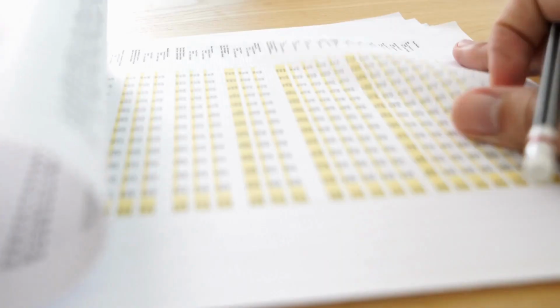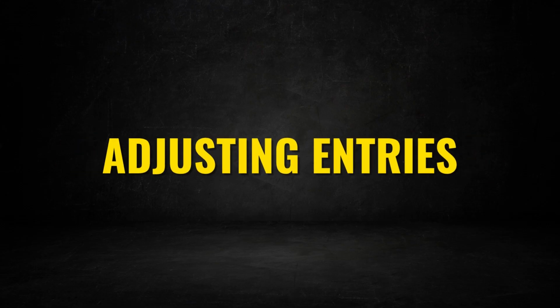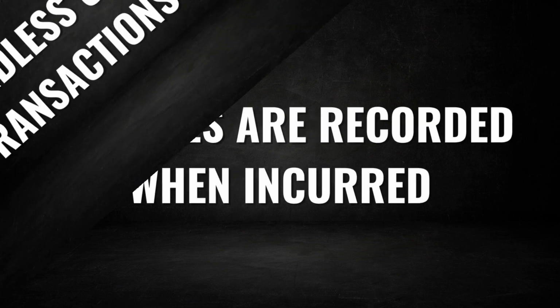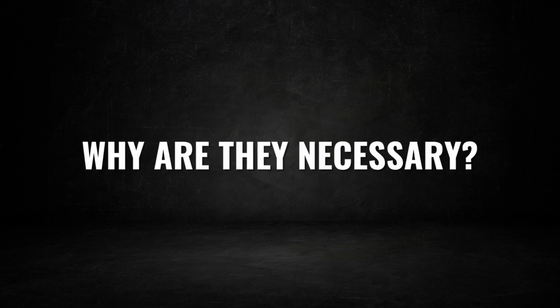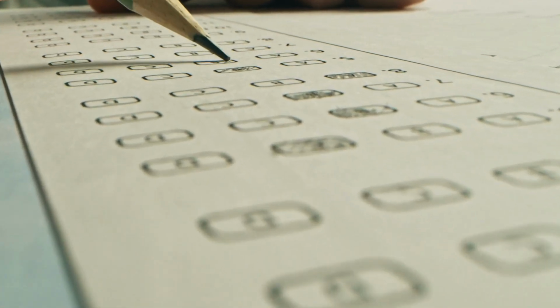Have you ever wondered how businesses ensure their financial statements accurately reflect their financial performance and position? Well, adjusting entries in accounting play a vital role in achieving this. They allow companies to align their books with the accrual basis of accounting, ensuring that revenues are recognized when earned and expenses are recorded when incurred, regardless of when cash transactions occur. But what exactly are adjusting entries, and why are they necessary? Let's delve into the world of adjusting entries and uncover the answers together.